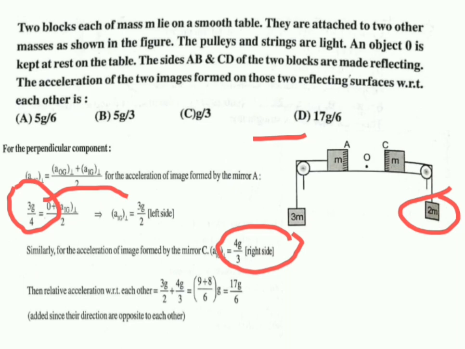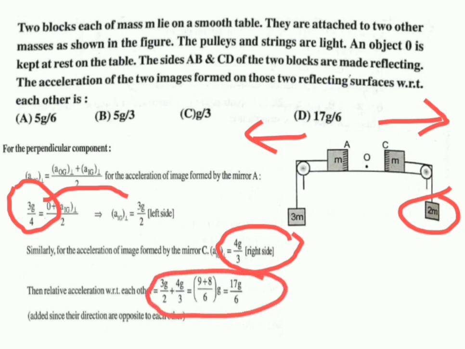Since the mirrors are moving in opposite directions, relative acceleration will be a1 plus a2. So add the two accelerations, answer comes out to be 17g divided by 6. So instead of speeds, sometimes you may get even questions related to accelerations.